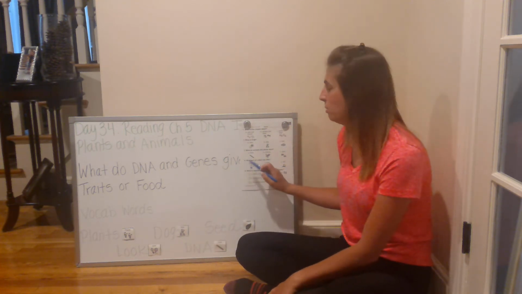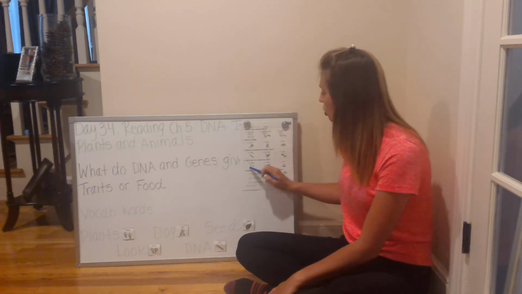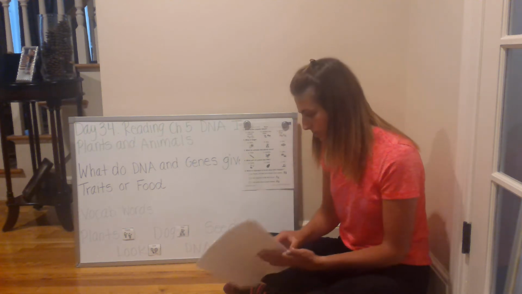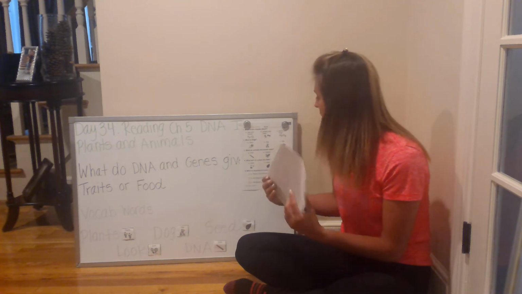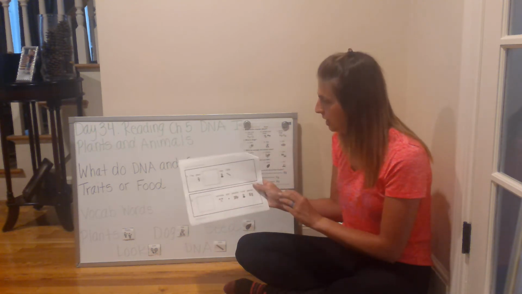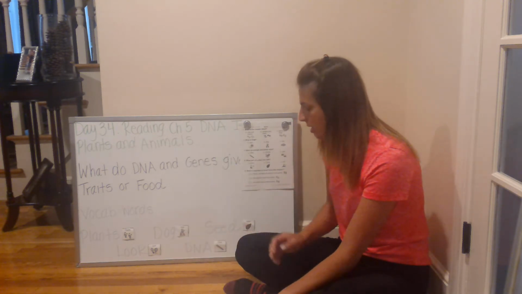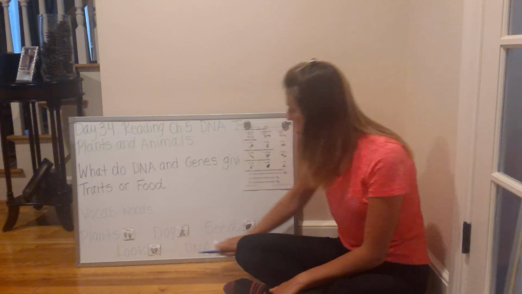Question number 4 on the multiple choice. What part of a plant has DNA? The water, the seed, or the soil? Question number 4 on the fill-in. The plant blank has DNA. Plants, dog, seed, look, or DNA.